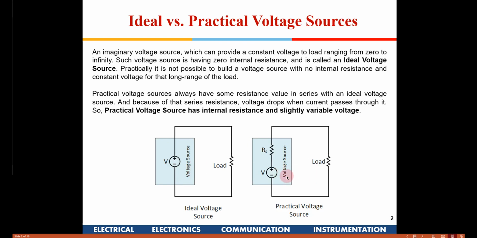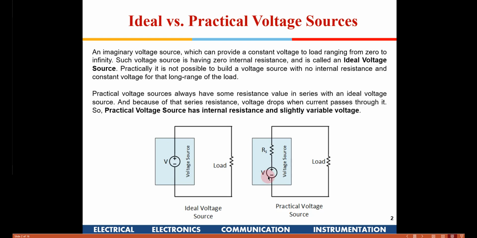Okay, so in practical voltage sources you will always have a resistance in series with a voltage source. So where does this series resistance come from? Suppose I take the case of a battery, then the plates and the electrolyte are not perfect conductors, because the current has to flow not only from the positive terminal to the load and come back to the negative terminal. For the current to flow, the current also has to flow from the negative plate of the battery to the positive plate of the battery through the electrolyte, right?